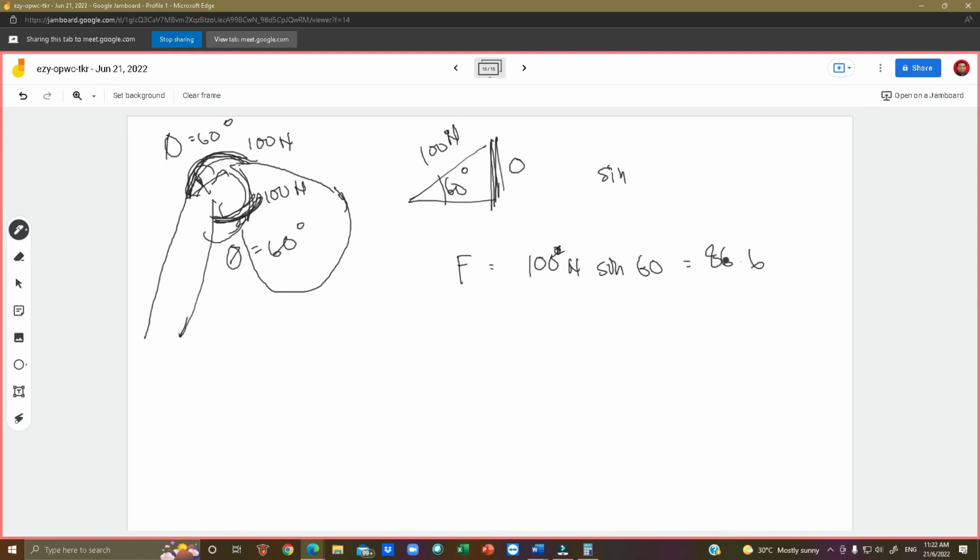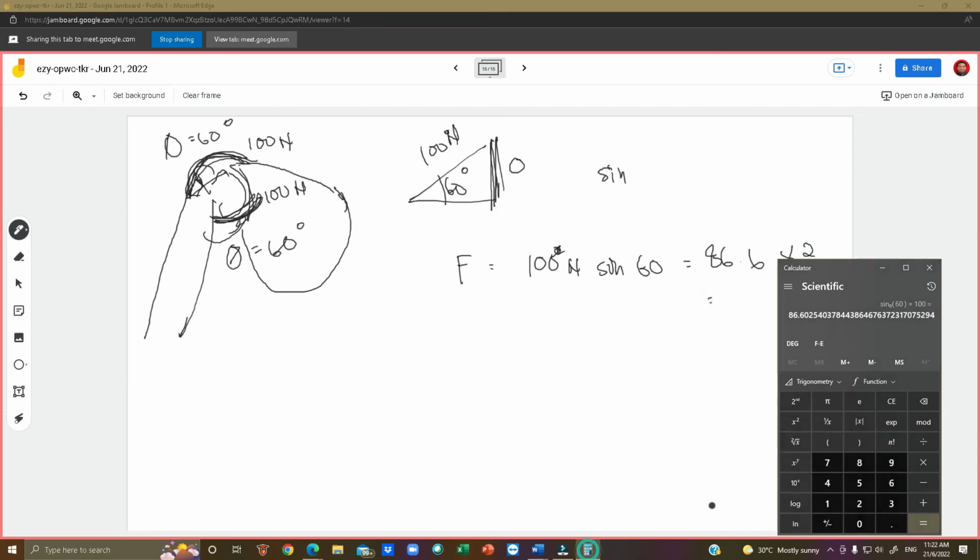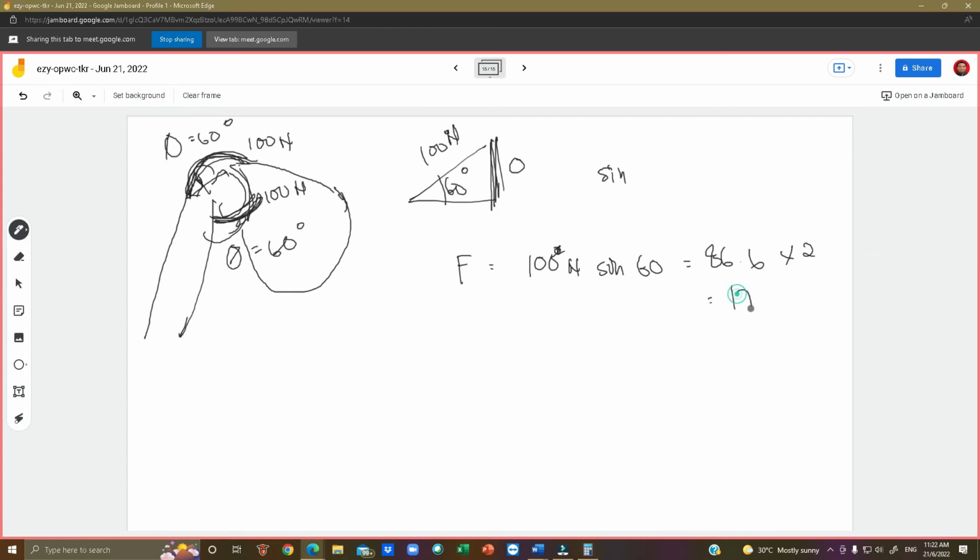Posterior and anterior. Jadi dua. Ini cara lambat dan lembab, 173.2. Cara cepat dia, kau tambah je 2 kat depan ni dapat satu equation dia. 2 kali 100 Newton sin 60. Dapatlah sama jawapan dia. Okay.